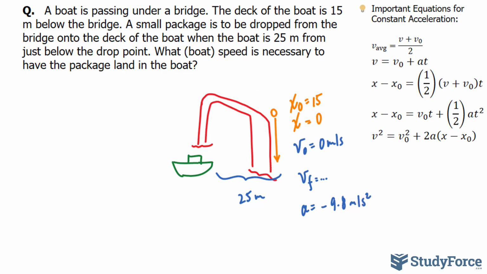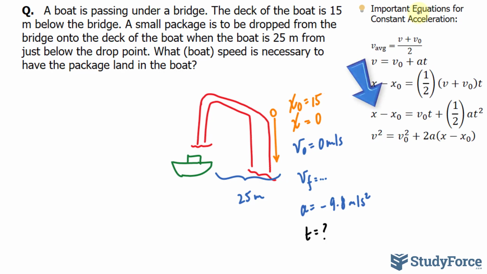I've chosen to make acceleration negative because I'm taking into account that the package is going down. But by all means, you could have left this as positive 9.8. And in that case, you would have to change these where this is 0 and that's 15 instead. The time is the most important part because using that and the fact that the boat is 25 meters away, we can actually find the speed of the boat so that the object will land on the boat once it reaches this point. Now, which of these formulas here ties together all of these variables?